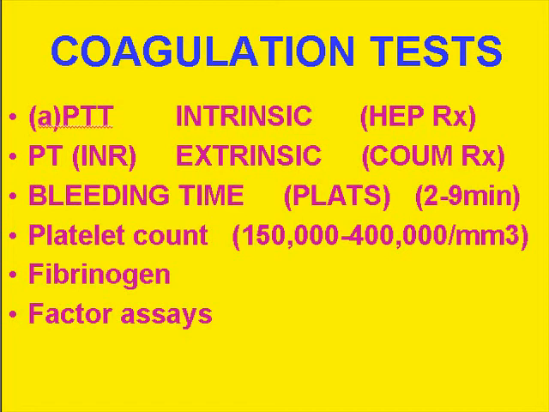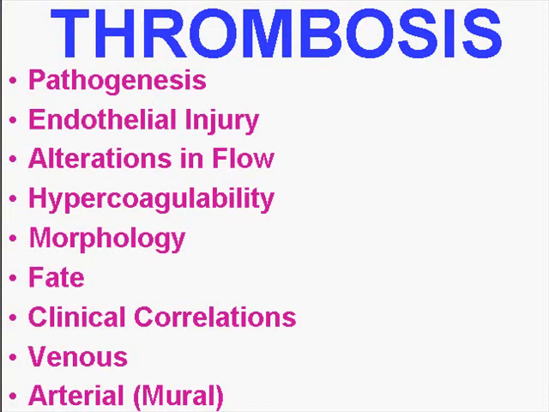Okay. Let's open the door to thrombosis and then deal with it in the next 10 minutes. Let's talk about the pathogenesis of thrombosis, the role of endothelial injury, the role of alterations in blood flow, the role of hypercoagulability, what blood clots look like, their fate, clinical correlations, and venous versus arterial blood clots. And we'll deal with that next.